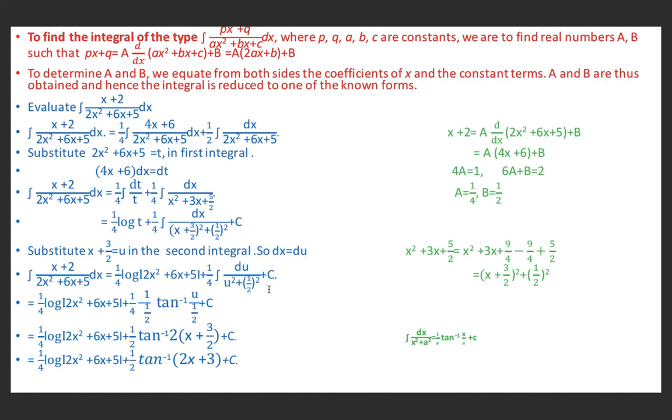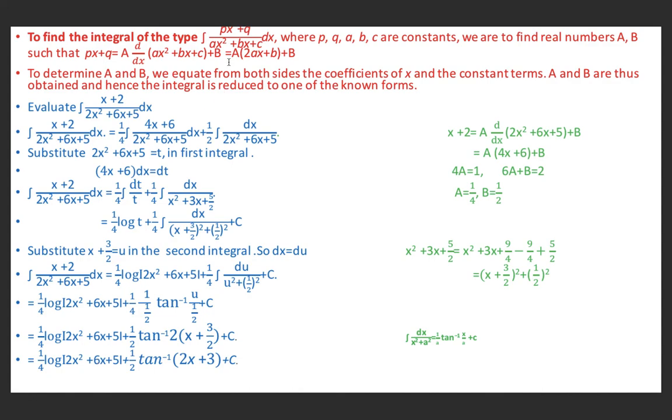So if you integrate it, it will be 1 upon 4, 1 upon a. a is 1 upon 2, tangent inverse x upon a, u upon 1 upon 2. So this is 4, this is 1 upon 2, so 1 upon 2 tangent inverse u, where u is x plus 3 by 2, and this 2 will go in the numerator, 2 into x plus 3 by 2. So it will be tangent inverse 2x plus 3 plus c, and on this side it was log t, so I have substituted the value of t, 2x square plus 6x plus 5.